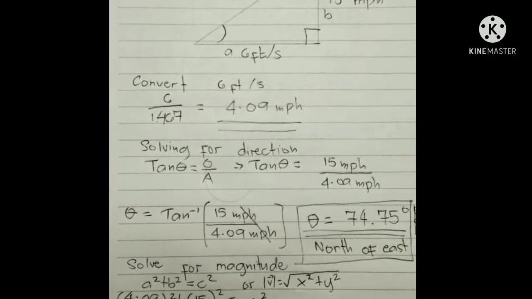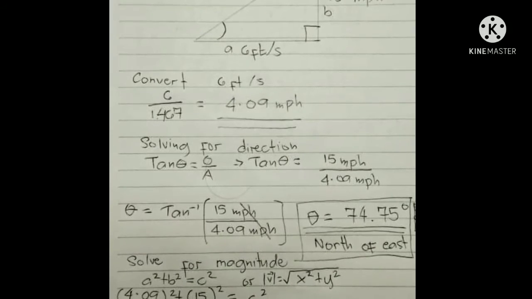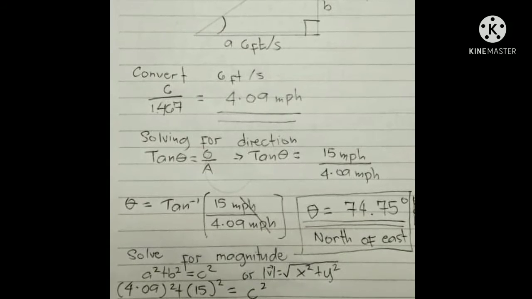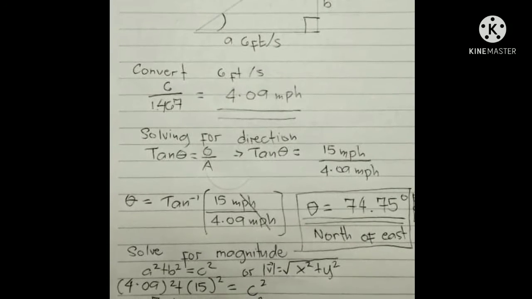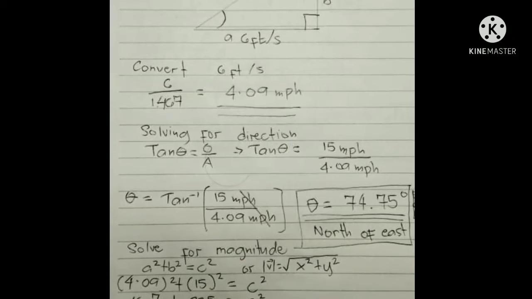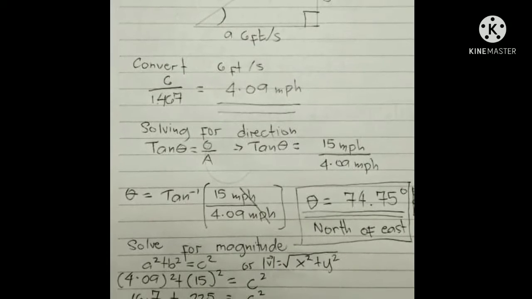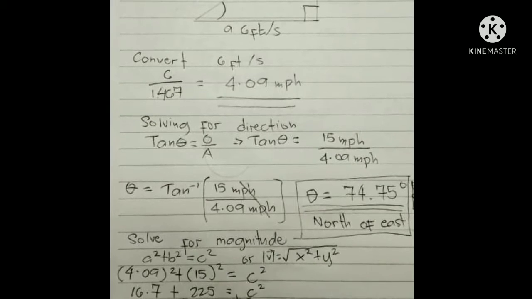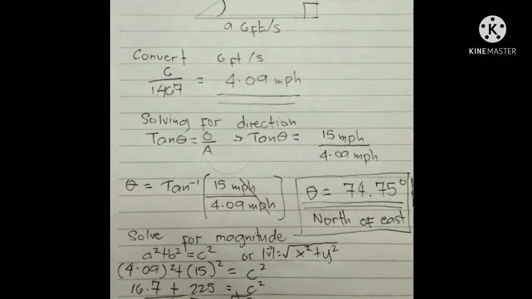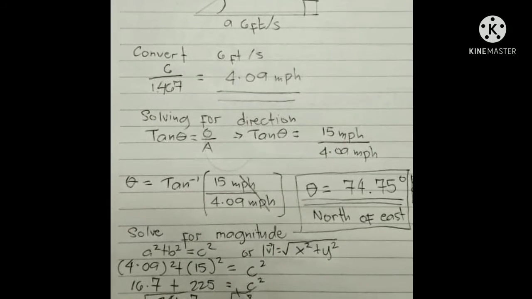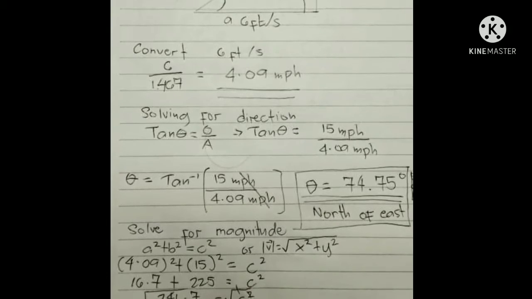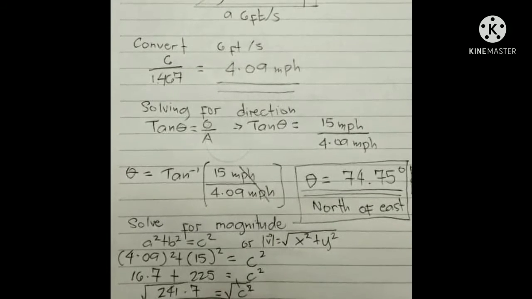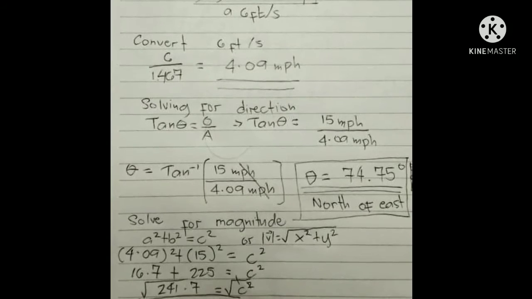Since we have our opposite and our adjacent, we can use our formula tan theta equals opposite over adjacent. So it will become tan theta equals 15 miles per hour over 4.09 miles per hour. Then let's solve. So theta equals the inverse tangent of 15 miles per hour over 4.09 miles per hour. So theta equals 74.75 degrees if we calculate it in our calculator. So its direction is 74.75 degrees north of east.